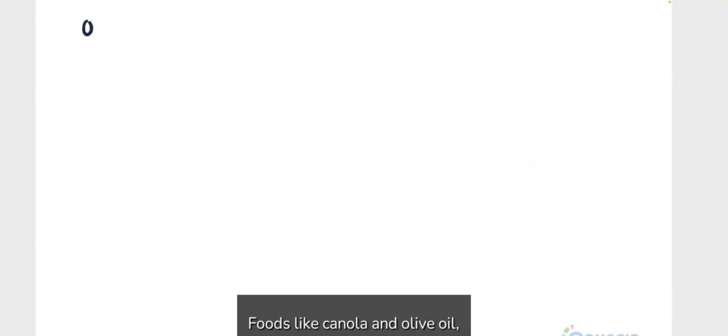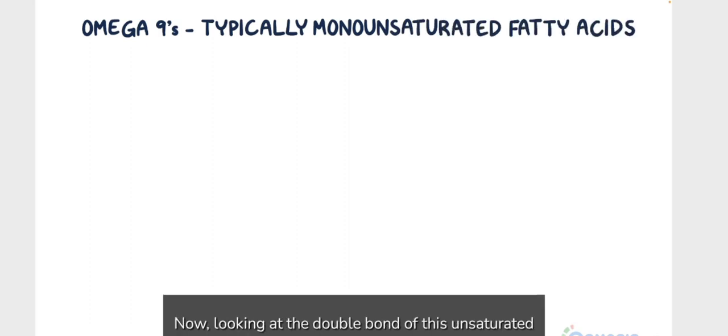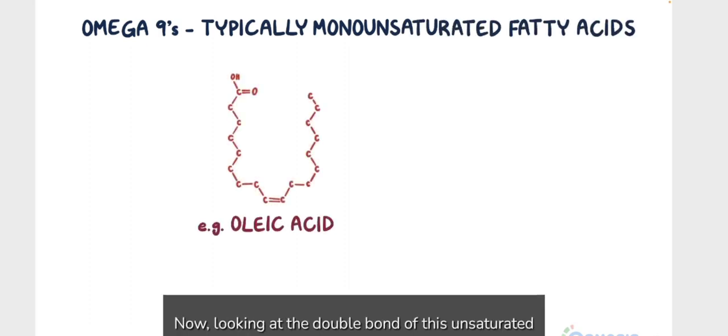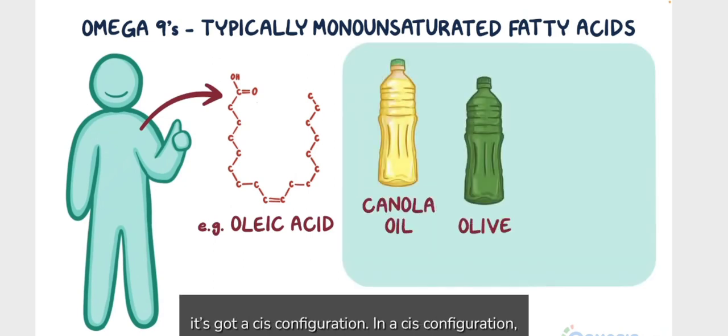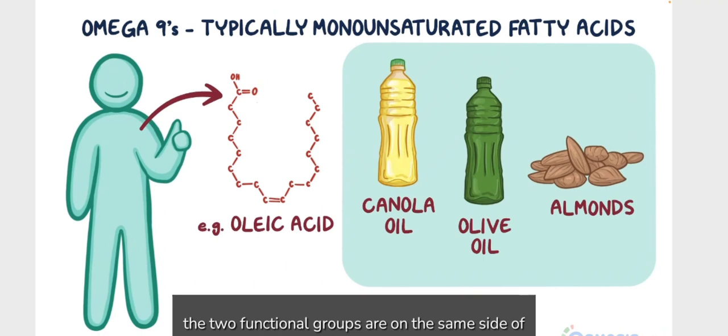Omega-9 fatty acids are typically monounsaturated fatty acids, and an example would be oleic acid, and these can be made by the human body. Foods like canola and olive oil, as well as almonds, contain omega-9s.